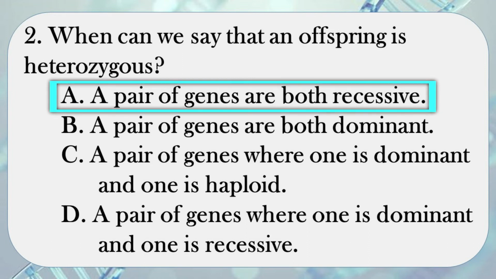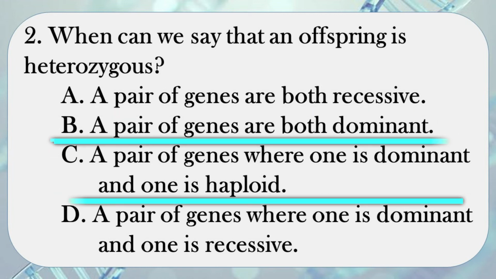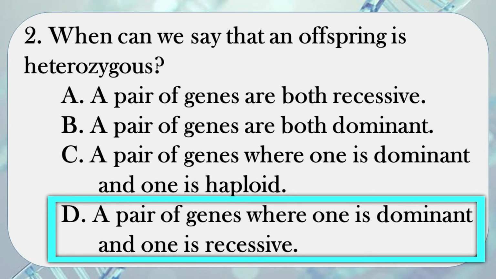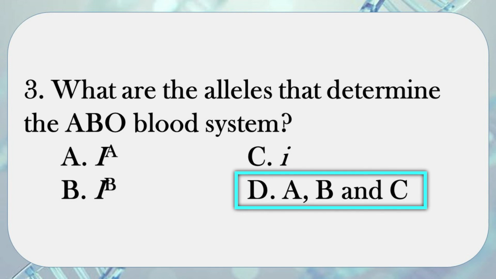Number 2. When can we say that an offspring is heterozygous? A. A pair of genes are both recessive. B. A pair of genes are both dominant. C. A pair of genes where one is dominant and one is haploid. D. A pair of genes where one is dominant and one is recessive. Number 3. What are the alleles that determine the ABO blood system? A. IA, B. IB, C. i, D. A, B, and C.